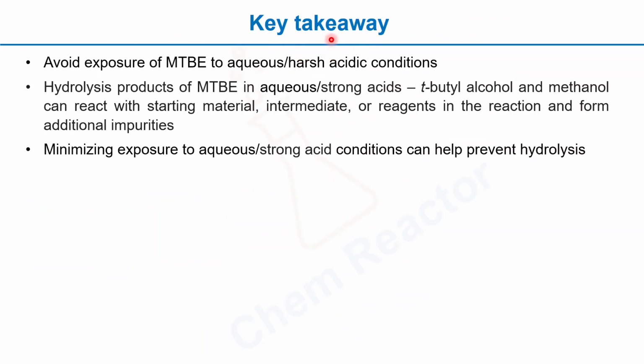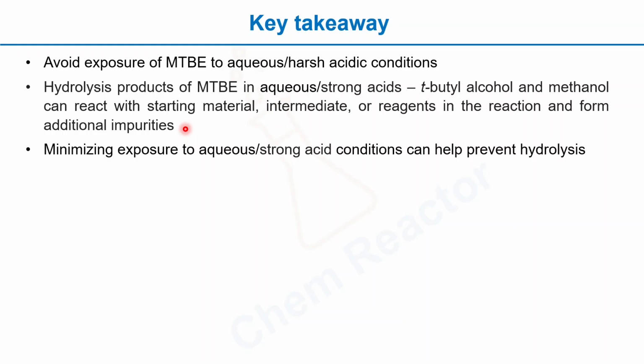Key takeaways from this video: avoid exposure of MTBE to aqueous or harsh acidic conditions. Second, the hydrolysis products of MTBE in aqueous or strong acidic conditions are tert-Butyl alcohol and methanol. These can react with your starting materials, intermediates, or the reagents in the reaction and can form additional impurities. So in small scale reactions or in academics, it's not an issue because we do a column purification. But if you are doing process chemistry, then it's really important to avoid harsh acidic conditions in MTBE.